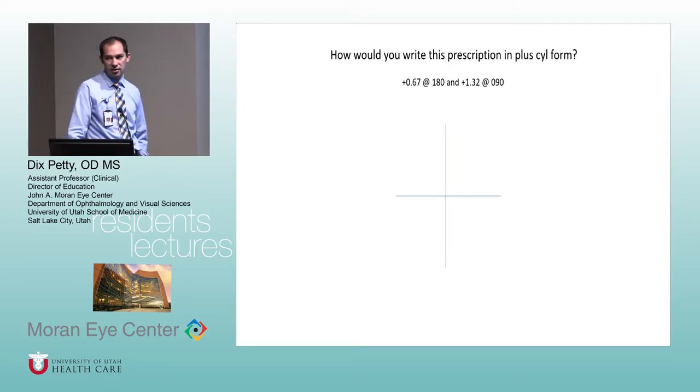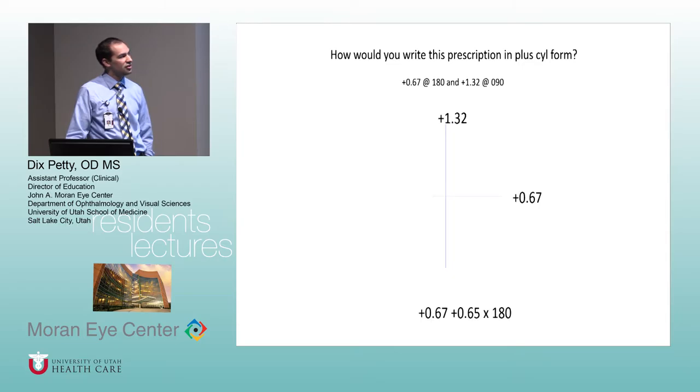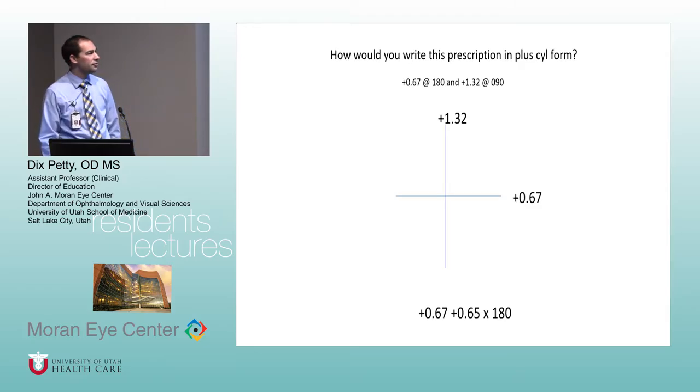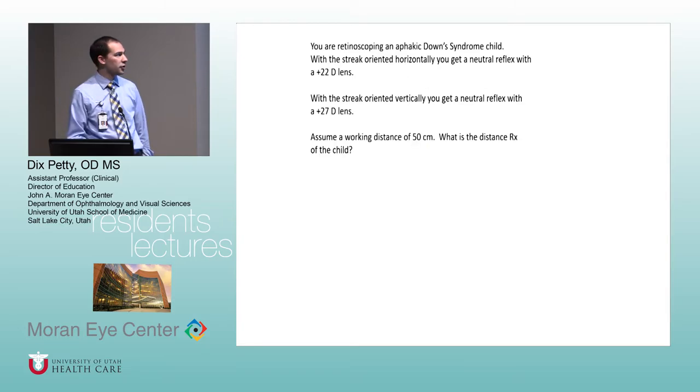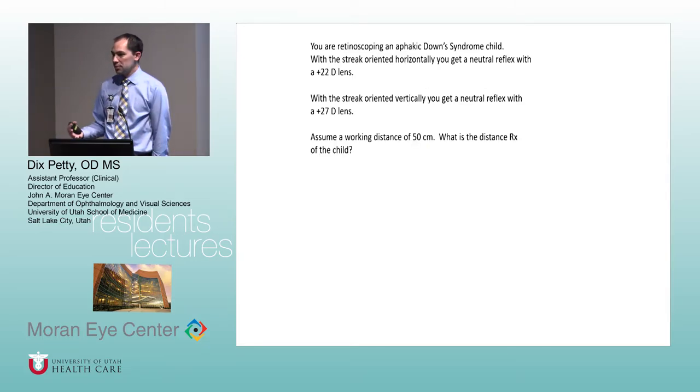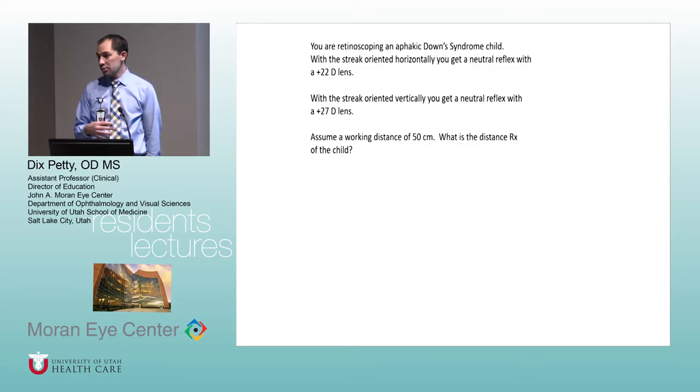If anybody has an answer, you can just throw it out there. Yeah, basically exactly. So you put it on a power cross, this is what you end up with. In plus cyl form, you always put the least plus number first, 0.67, and then you take the difference between those two, which is about 0.67. And then since the lower number is first, that's what our axis is. Really good job. Okay, so the reason that we've been talking about these power crosses and things is retinoscopy is a big part of that.